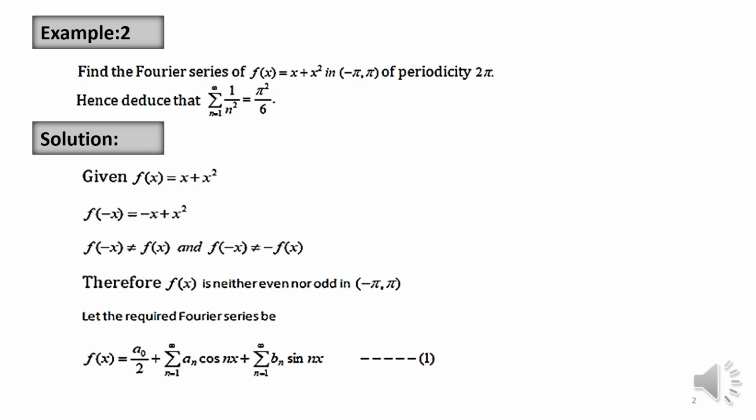So first you have to take x plus x square and substitute minus x, and you will get minus x plus x square. So f of minus x is not equal to f of x, and f of minus x is not equal to minus f of x. So it is neither an even function nor an odd function. So you have to find the value of a naught, a n and b n.